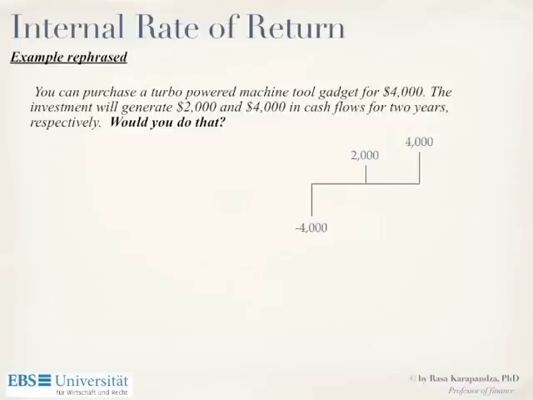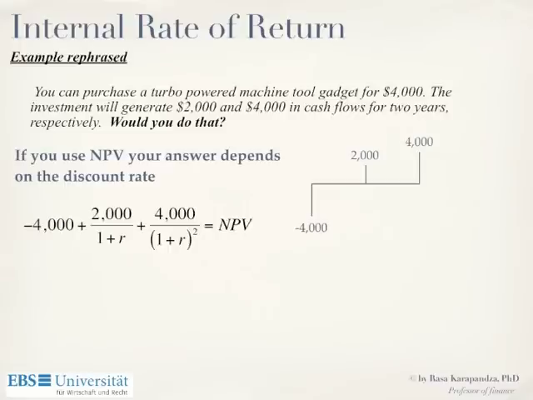Now, let's pretend we know nothing about the internal rate of return. The only thing that we know is the net present value. Then if you used the net present value to make a decision about this investment, you would say the following. Okay, let's calculate the net present value. If the net present value is positive, I would do this project. If the net present value is negative, I would not do this project. So your answer to this question, would you do this project, would crucially depend on the interest rate that you will use to discount this cash flow stream.